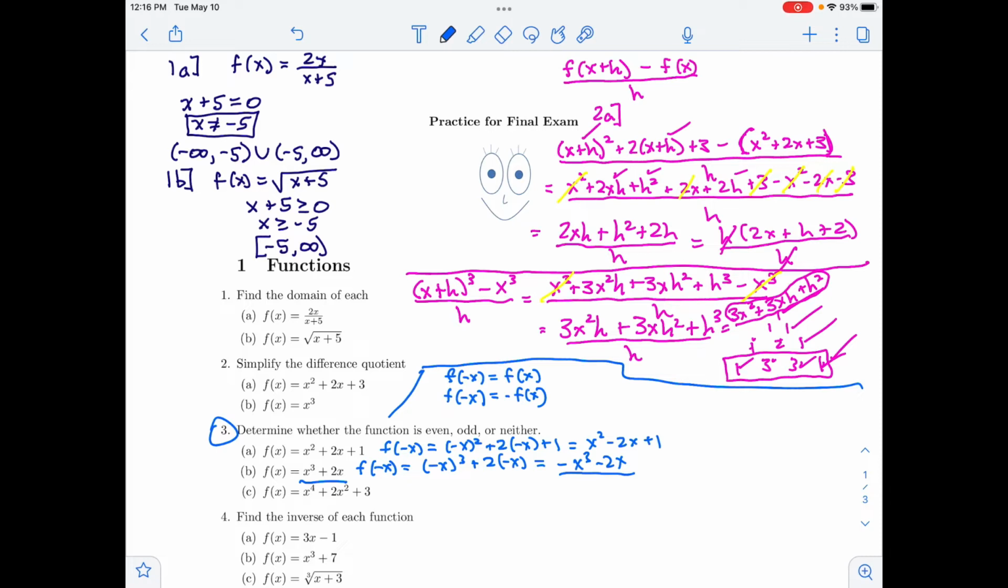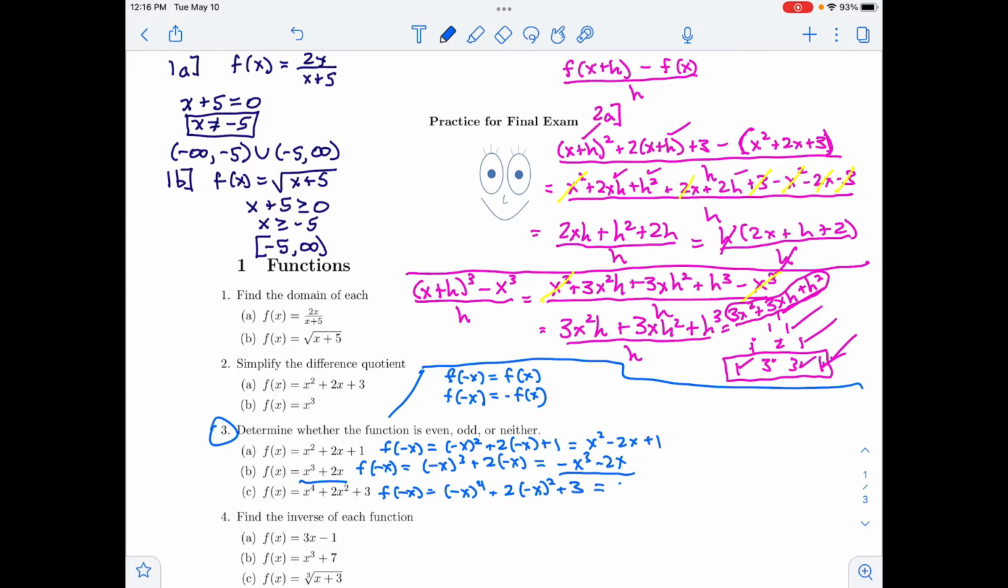Okay, now let's look at this last one here. I'm going to put in a negative x. I get negative x to the fourth. Raise a negative to an even power, that makes it positive. 2 times negative x squared, that's going to be positive.